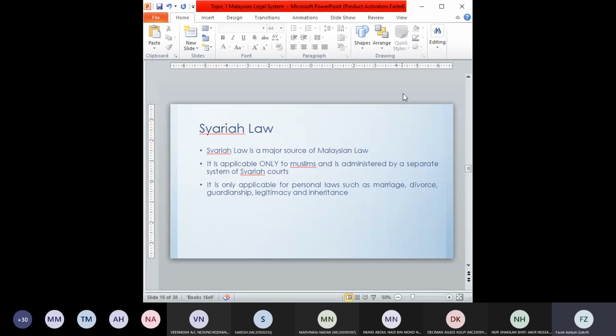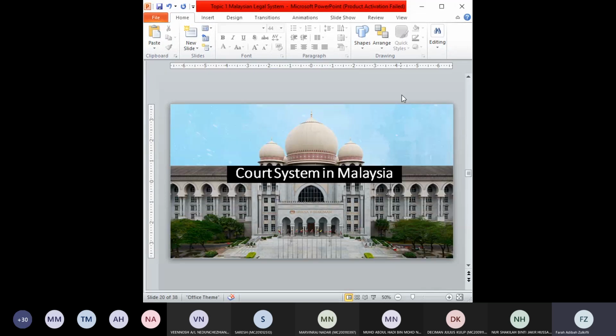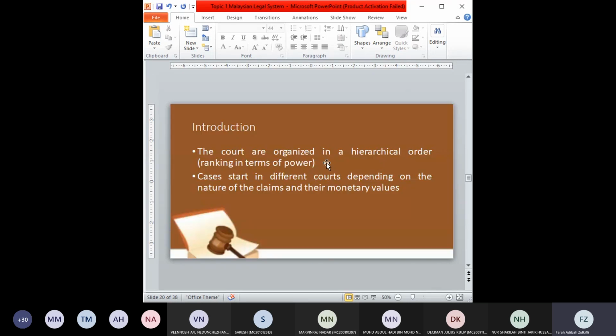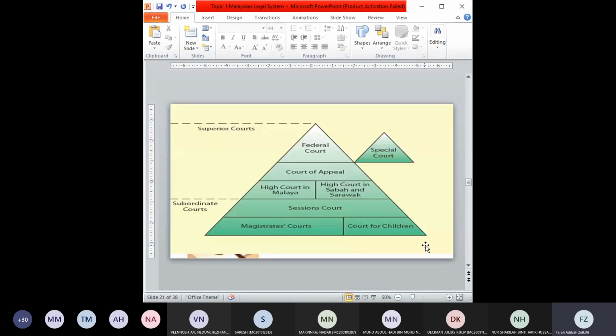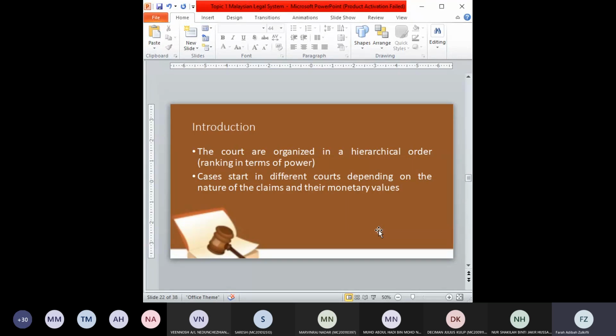Okay, so if you don't have any questions, we will continue with the court system in Malaysia. In Malaysia, we have five different levels of court, and the courts are organized in hierarchical order, so each has its own rank in terms of power. The lowest court has the least power, and the highest court has the most power.